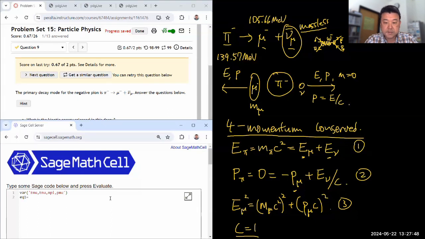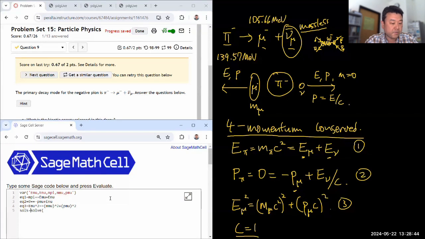And my equation 1 is mass of the pion is equal to energy of the muon plus energy of the neutrino. Equation 2, 0 is equal to minus momentum of the muon plus energy of the neutrino, which is equal to 1. Equation 3: energy of the muon squared is equal to mass of the muon squared plus the momentum of the muon squared. I need the mass of the muon. Okay, those are my three equations, and I tell SageMath to solve.